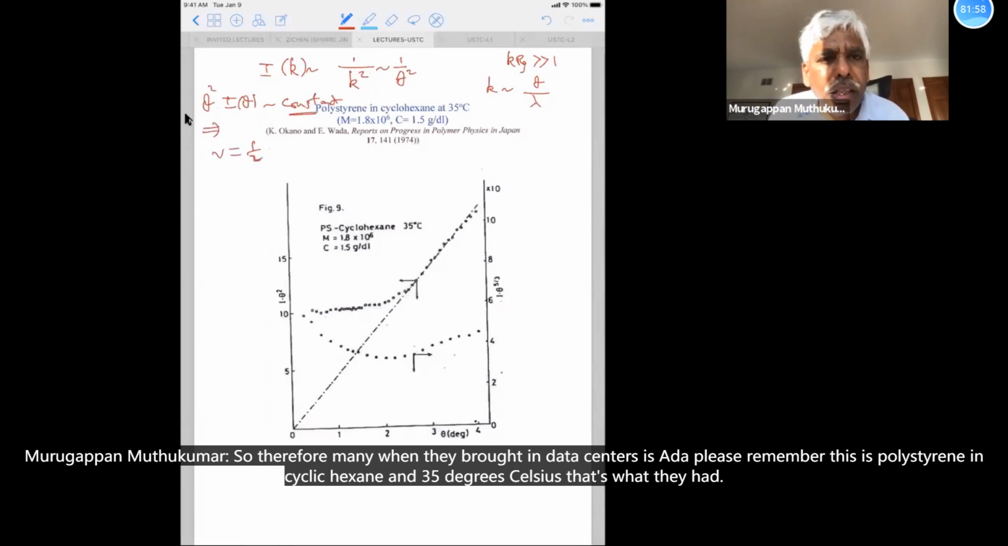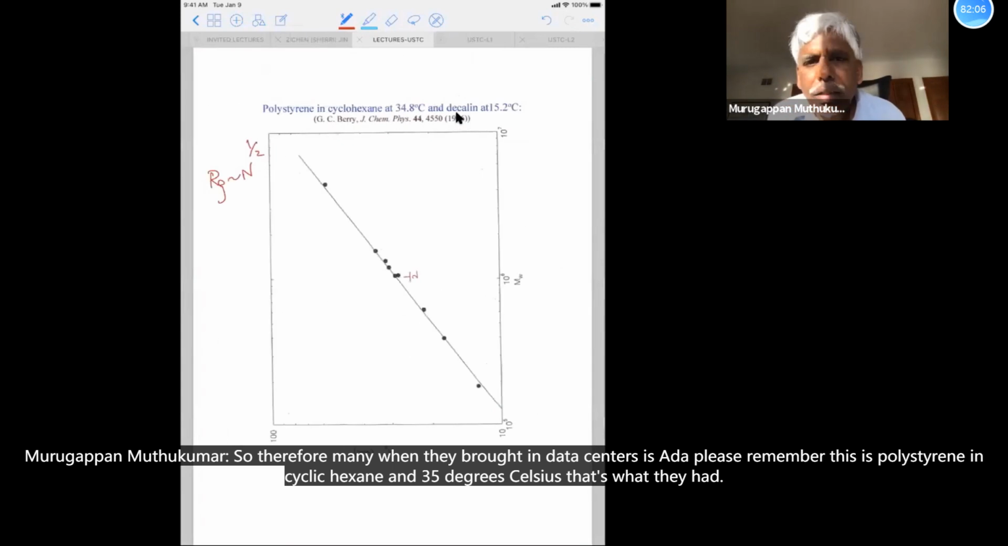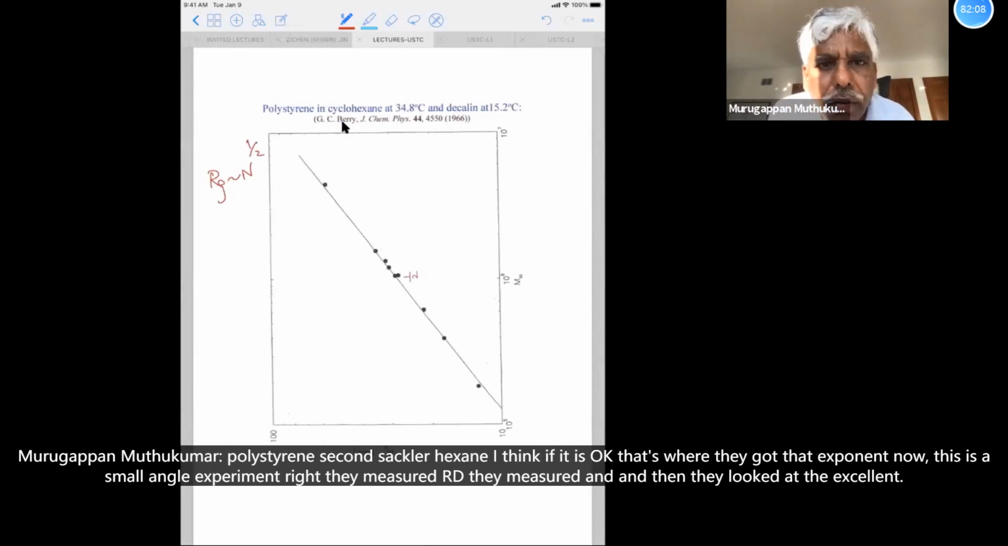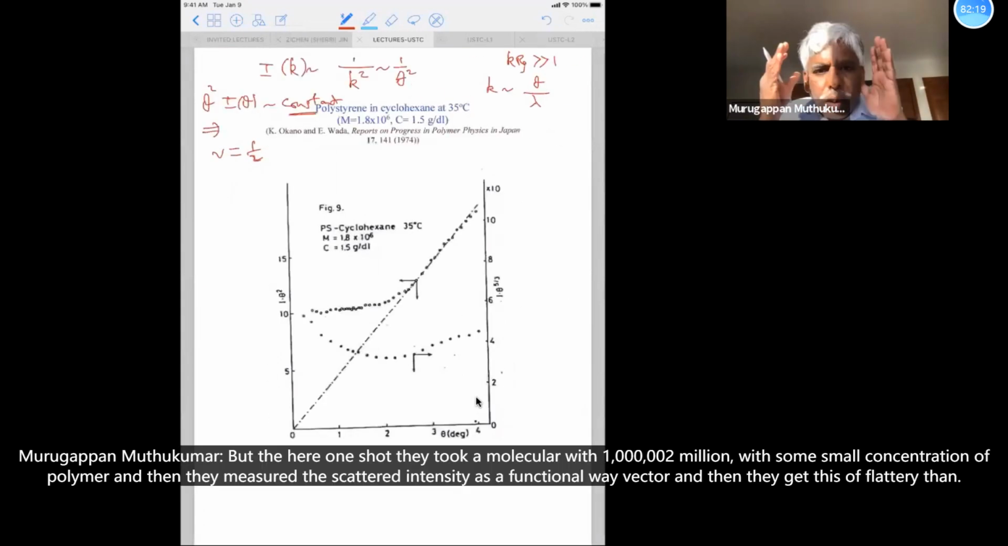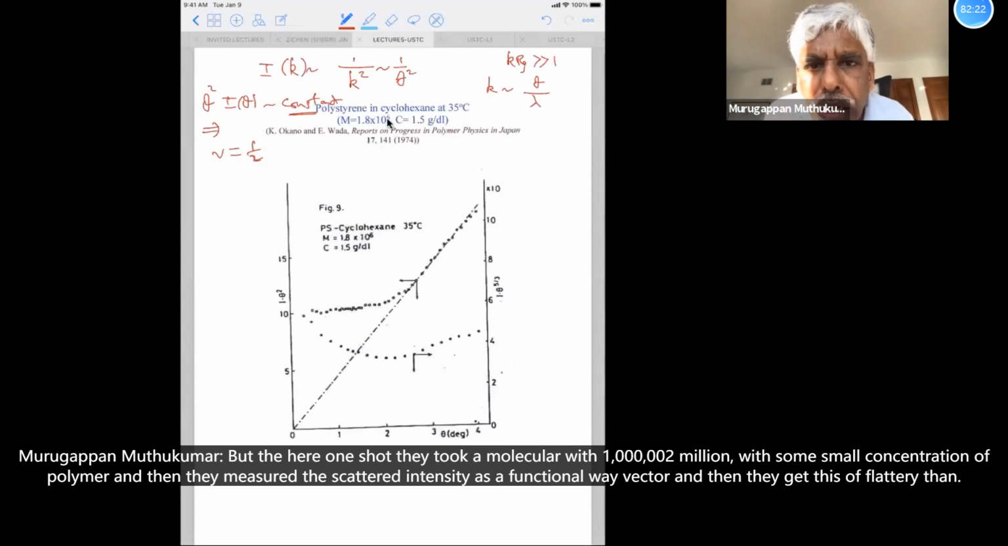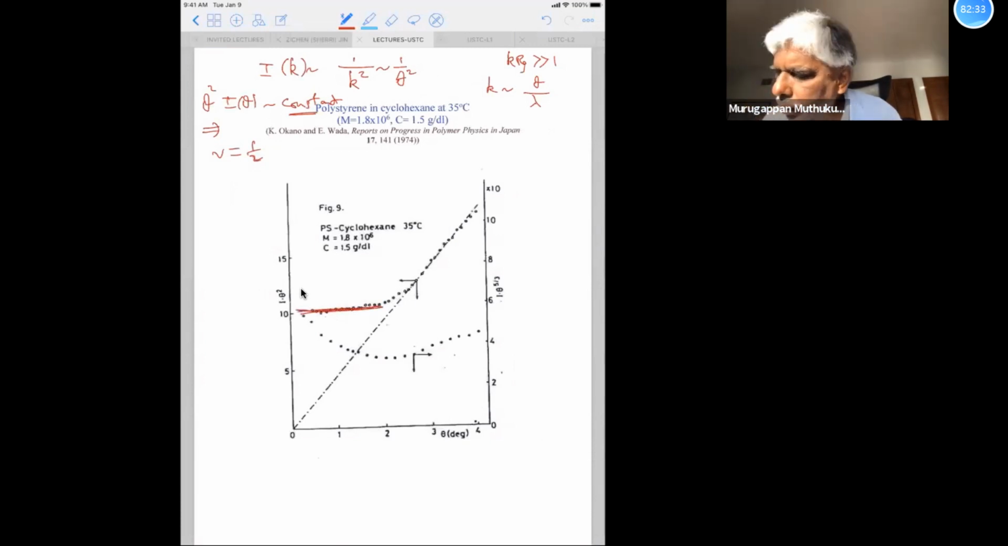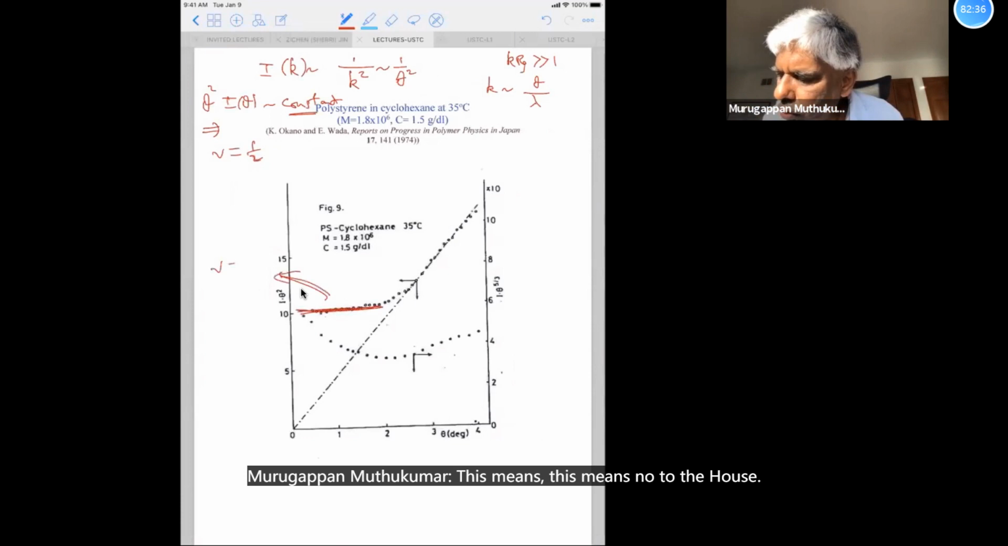So when they plotted theta squared times I theta, please remember, this is polystyrene in cyclohexane at 35 degrees Celsius. That's where they got that exponent. Now, this is a small angle experiment. They measured Rg, they measured N, and then they looked at the exponent. But here, in one shot, they took a molecular weight of 2 million, with some small concentration of polymer, and they measured the scattering intensity as a function of wave vector, and then they get this flat region. This means nu is equal to half.